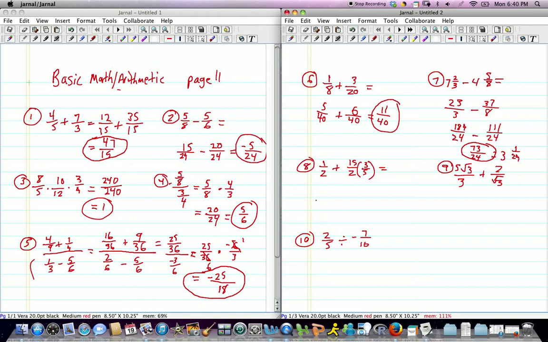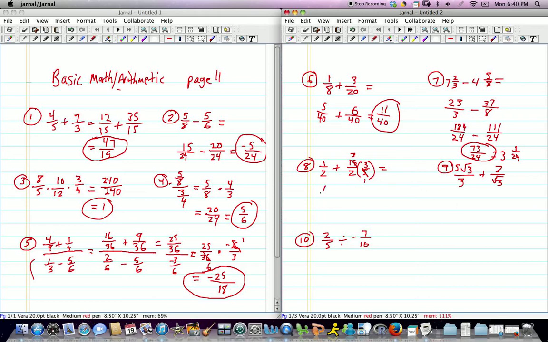If you look at 8, we're now combining operations, so we have an addition problem, but we also have a multiplication problem. Because order of operations is PEMDAS, it tells me to do multiplication before addition. So what I'm going to do is multiply 15 over 2 times 3 over 5 before I deal with the 1/2. And I'm going to do the cross-reduce method. We notice here that 5 goes into 15 3 times. So I make the 15 a 3 and the 5 a 1.